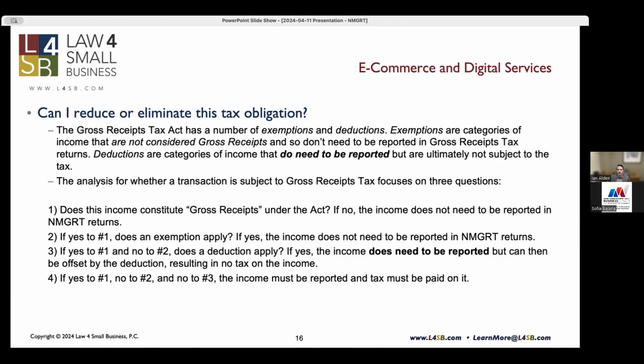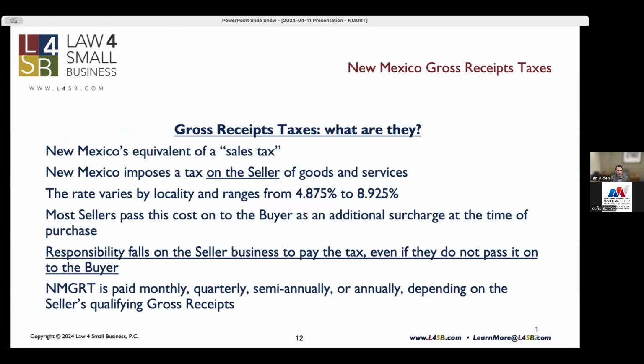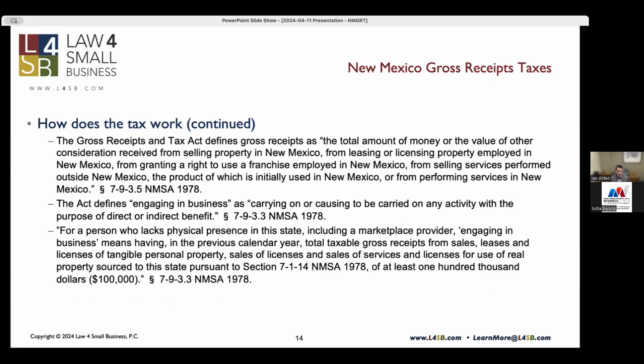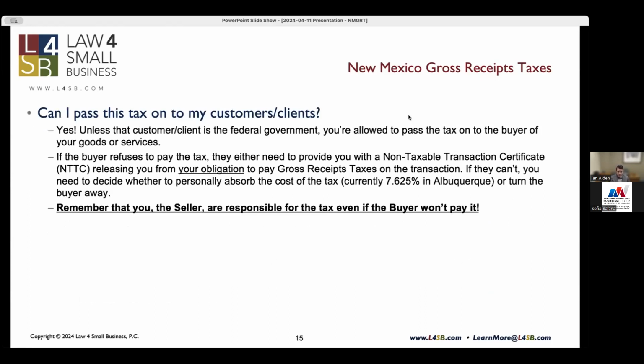So when asking if you need to pay gross receipts tax on something, the 4-point analysis looks like this. Is the income gross receipts under the broad definition of the Act? If it meets that definition of gross receipts, which again, you look at this definition up here: total amount of money or value of other consideration from selling property, performing services in Mexico, et cetera. If it doesn't meet this definition, it's not subject to gross receipts tax, period. It has to be considered gross receipts to be subject to the tax.